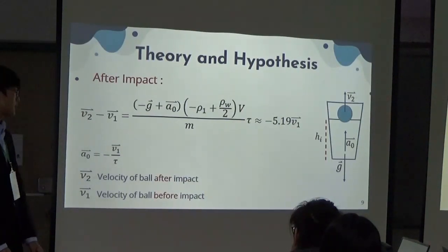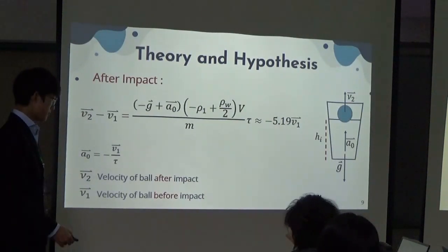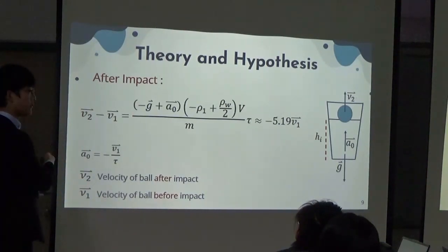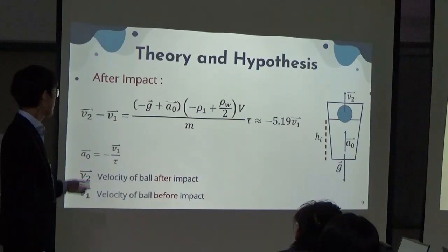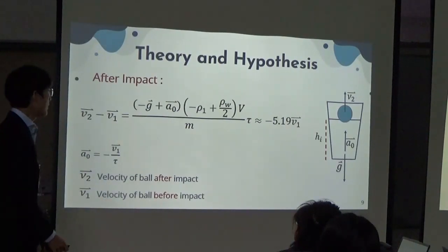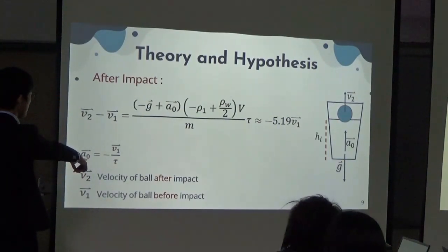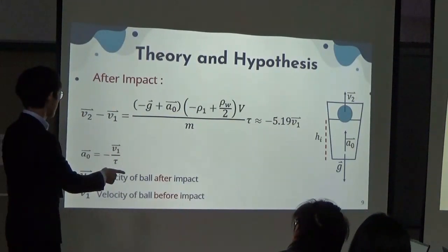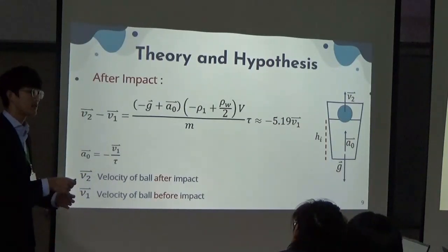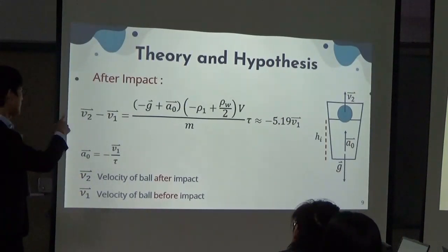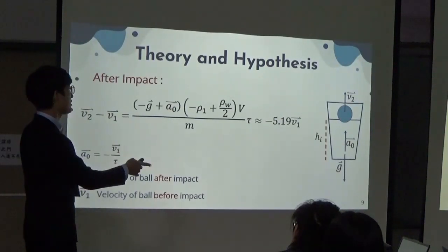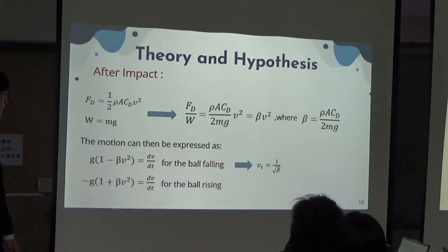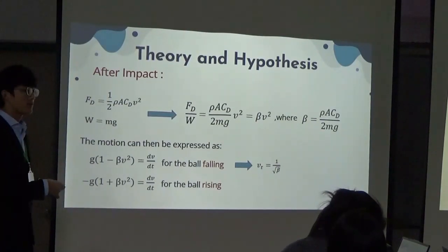After impact, we can use the momentum transfer and impulse to calculate the change of velocity of the ball, and this is shown in the equation over here. By substituting A0 into this term, we can get that the velocity of the ball after impact is approximately 4.19 times the velocity before impact. And then we know the velocity of the ball after impact.